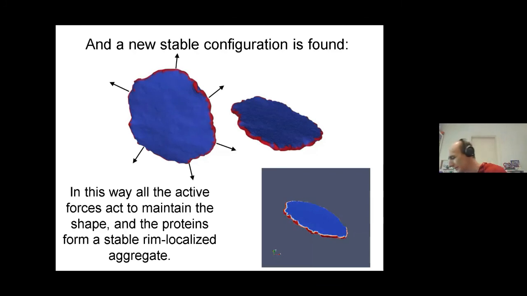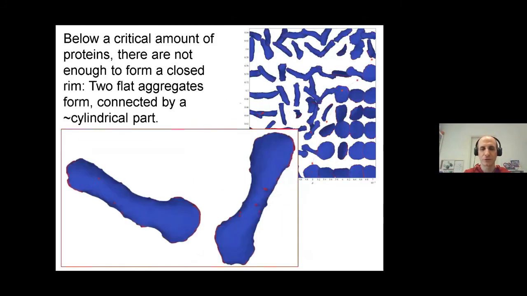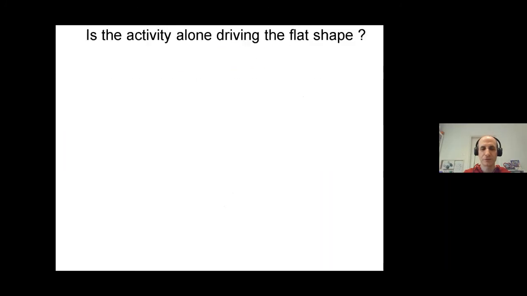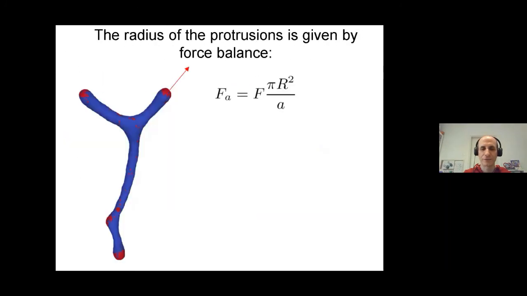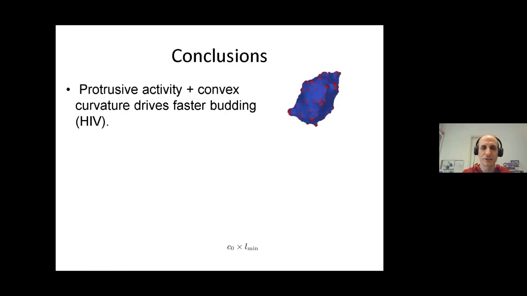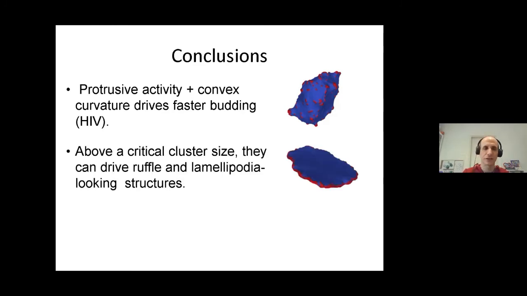So I think with this, I'm out of time, so I'll just jump to the conclusions. There are, of course, many beautiful results that come out of such simulations. So I would say that the first conclusion is that protrusive activity plus the convex curvature can drive faster budding. So just the budding events themselves can happen earlier or with lower coverage by these proteins, and that was shown to be significant for the HIV system.